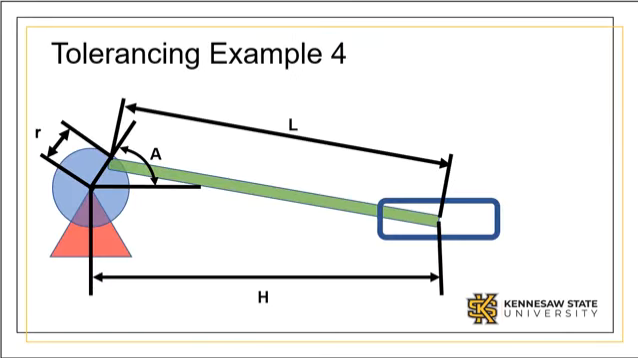Let's consider this nonlinear example. We have a wheel of radius r moving at an angle A. A bar of length L is pinned to the wheel. The right end of the bar is constrained to move horizontally. The distance between the center of the wheel and the slot is set at distance h.